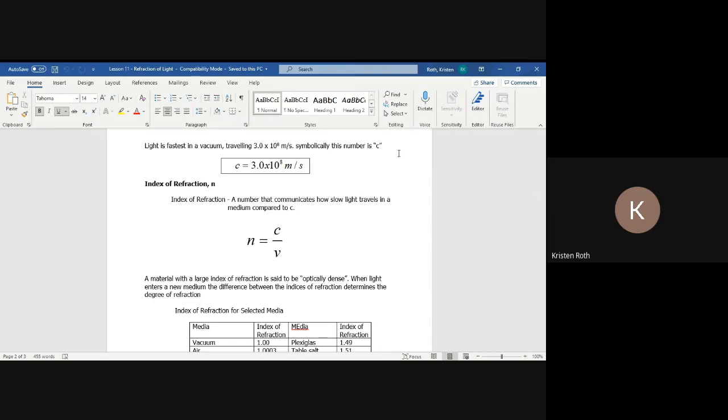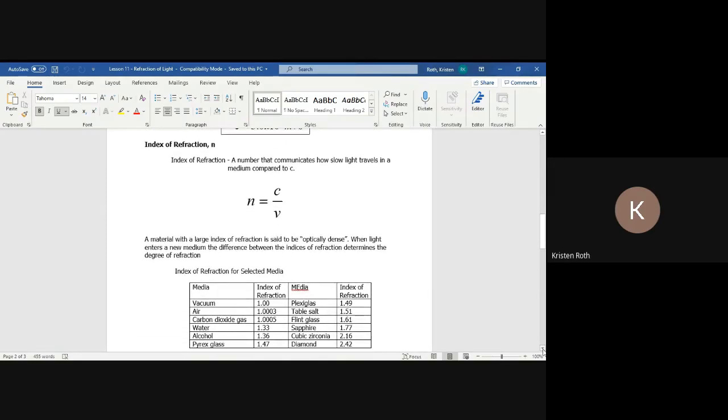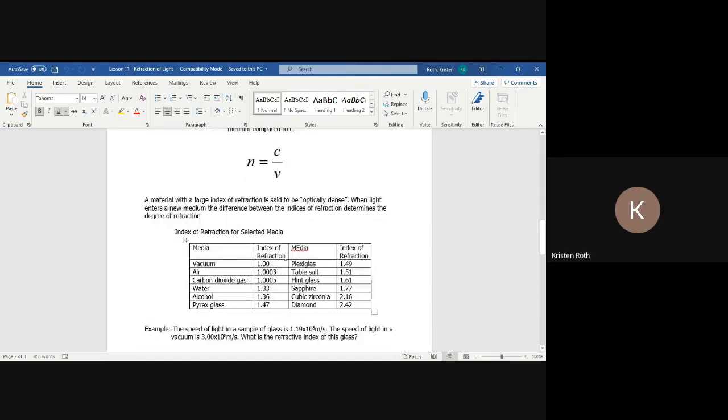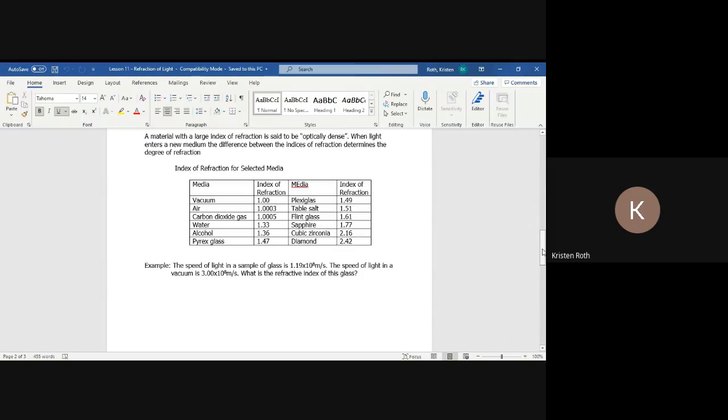So c is 1. 1 is the fastest light can travel. 1 is a vacuum, okay? Even air is just slightly slower than a vacuum. And we have a whole little chart down here. So index of refraction for a vacuum is 1. That is the fastest that light can travel. Light in air is 1.0003. Light in carbon dioxide gas is 1.0005. In water, it travels at a 1.33. Alcohol, 1.36, and so on. We don't need to go over every specific one.